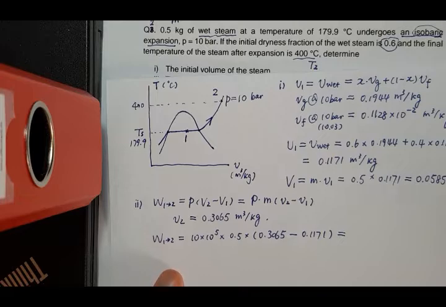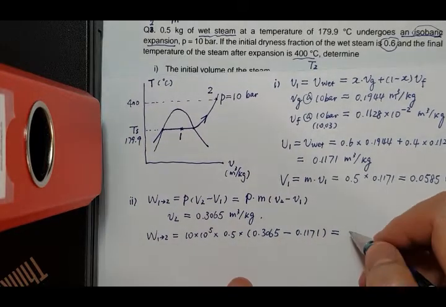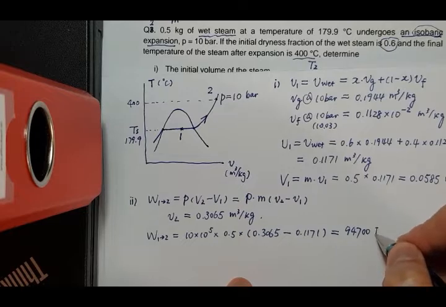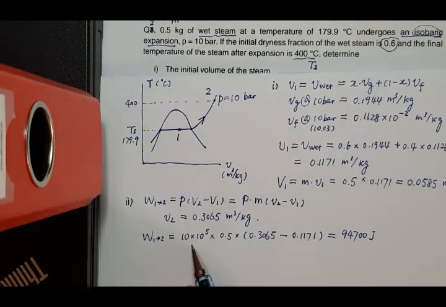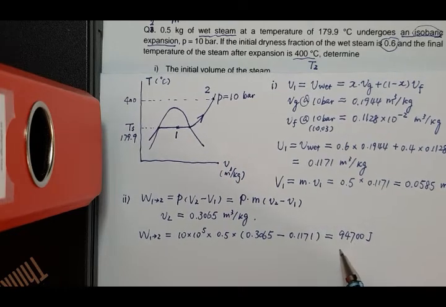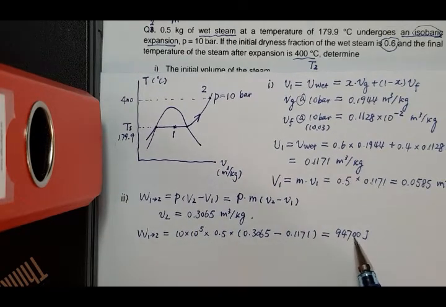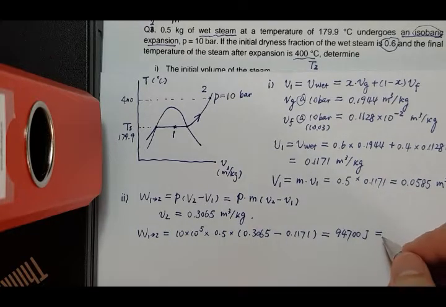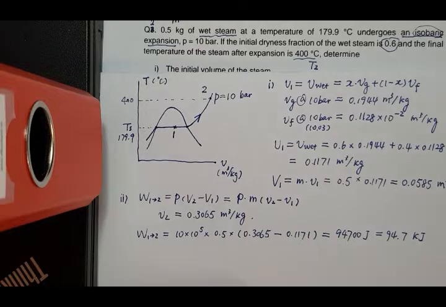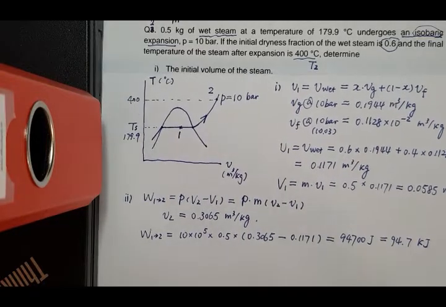Then you'll be able to calculate the value in joules, because we're using SI base units all through, and the final answer must be in SI units as well. If you think this is a little bit too big a value, then we can just convert that to kilojoules. So it's 94.7 kilojoules. Okay, so that's for the second one.